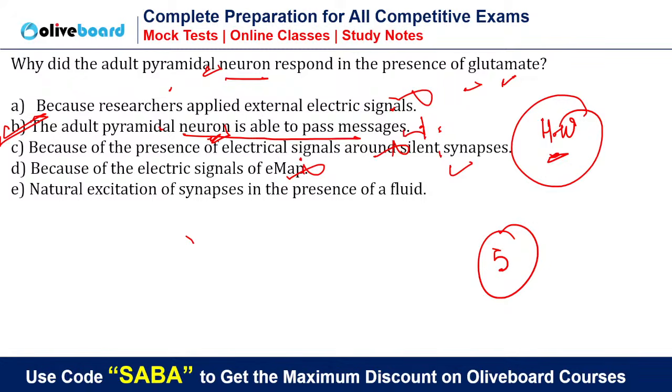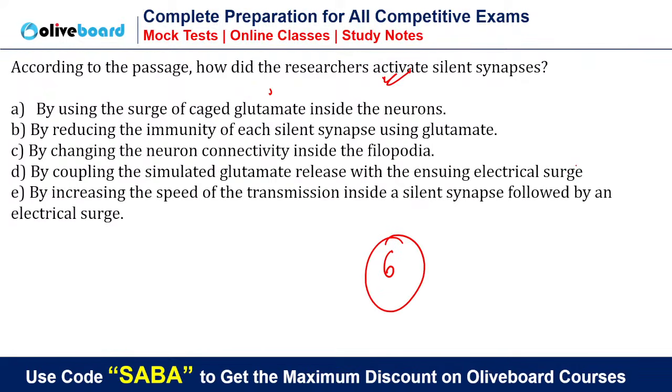As expected means they already expected that this will happen, that the adult pyramidal neuron is able to pass the messages. So this external pressure is not required there. Still, you can check it once, okay? Last question, to cover around 30 minutes.